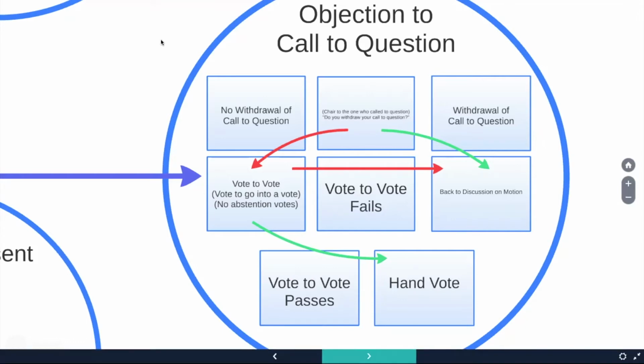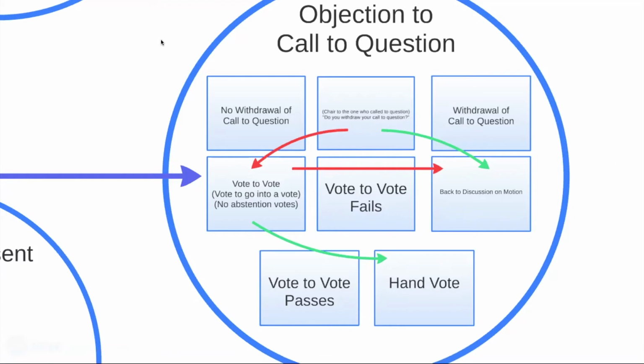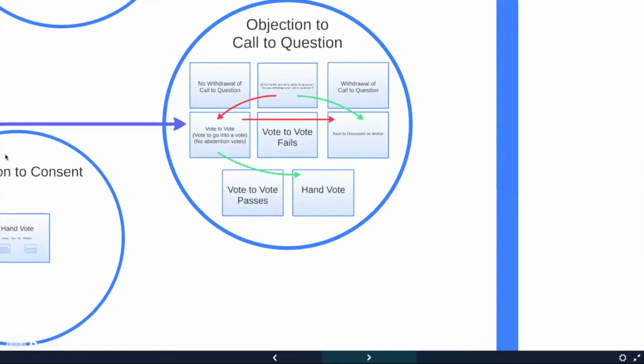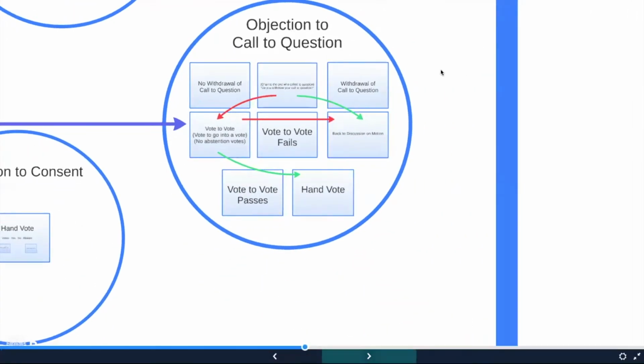Okay, so going through the objection to call the question one more time, your chair is going to ask, do you withdraw? If the person that called the question says yes, you go back into discussion. If they say no, then you go to a vote to vote, and then a hand vote if the vote to vote passes. If the vote to vote fails, you're going to go back into discussion on the motion. Does that make sense to everybody?